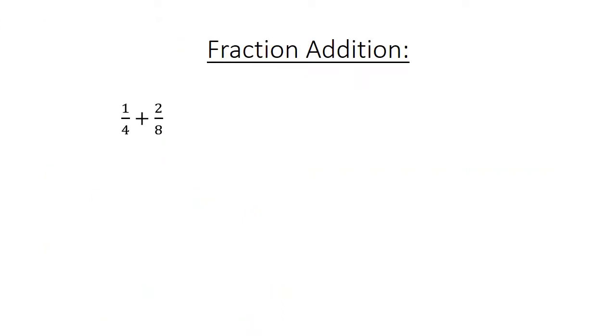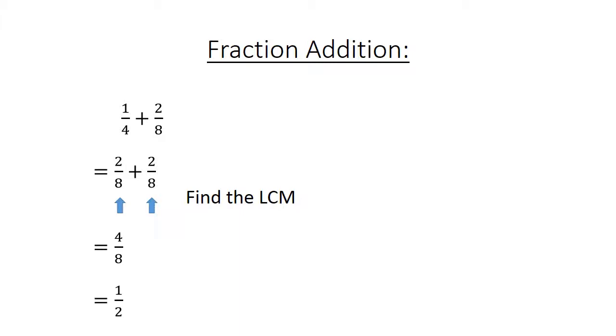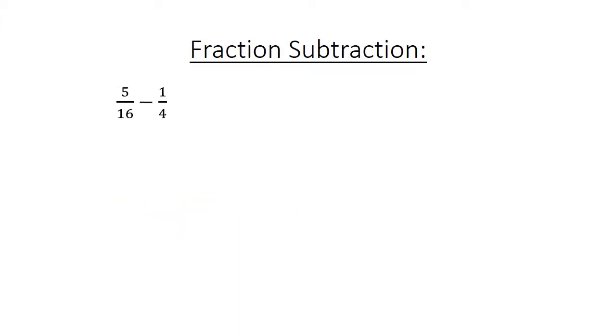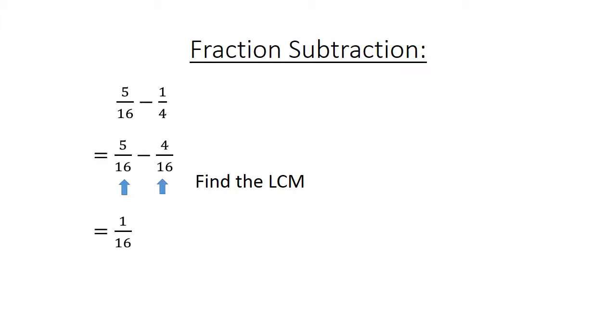Fraction addition, 1 over 4 plus 2 over 8 equals, find the lowest common multiple, 2 over 8 plus 2 over 8 equals 4 over 8 equals 1 over 2. Fraction subtraction, 5 over 16 minus 1 over 4, find the lowest common multiple, 5 over 16 minus 4 over 16 equals 1 over 16.